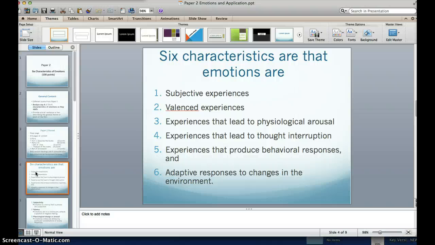The characteristics of emotions are: number 1, that emotions are subjective experiences; number 2, they are valenced experiences; number 3, experiences that lead to physiological arousal; 4, emotions are experiences that lead to thought interruption; 5, emotions are experiences that produce behavioral responses; and 6, emotions are adaptive responses to changes in the environment.